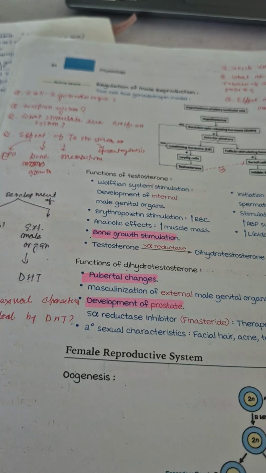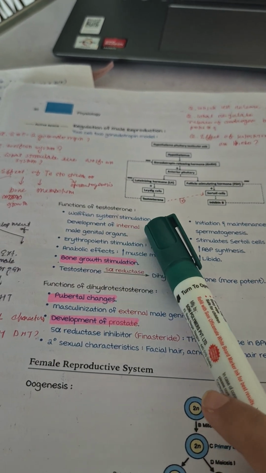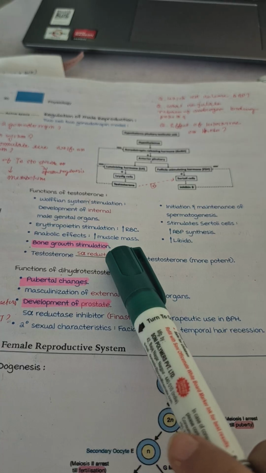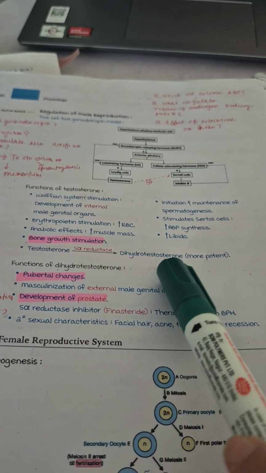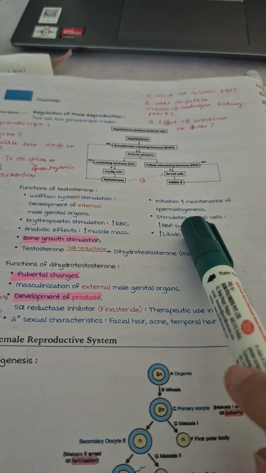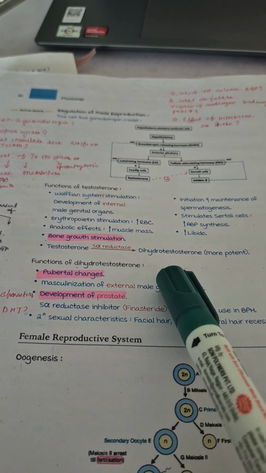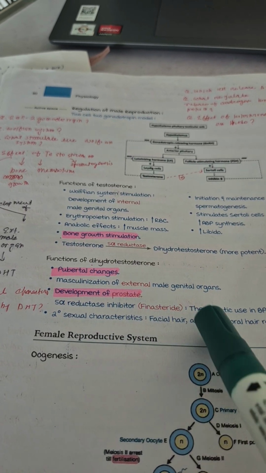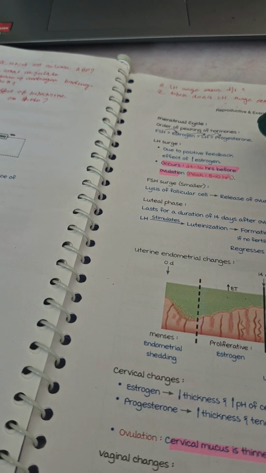Male hormone testosterone functions: bone growth stimulation, Wolffian system stimulation and development of internal male genital organs, erythropoietin stimulation which increases RBC, and anabolic effect which increases muscle mass. Testosterone is converted by 5-alpha reductase to dihydrotestosterone. It initiates and maintains spermatogenesis, stimulates Sertoli cells, increases androgen binding protein synthesis, and increases libido. Functions of dihydrotestosterone: puberty changes, masculinization of external male genital organs, and development of the prostate. Then 5-alpha reductase inhibitors.